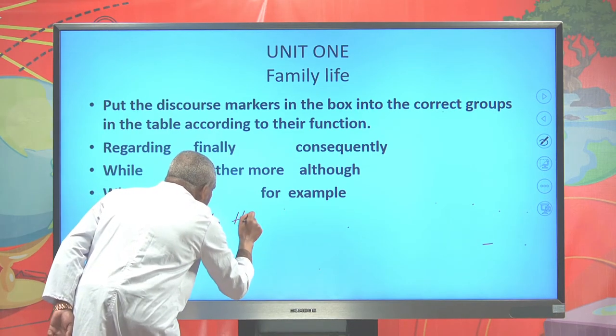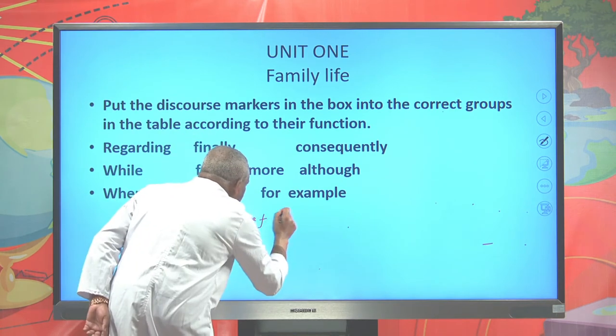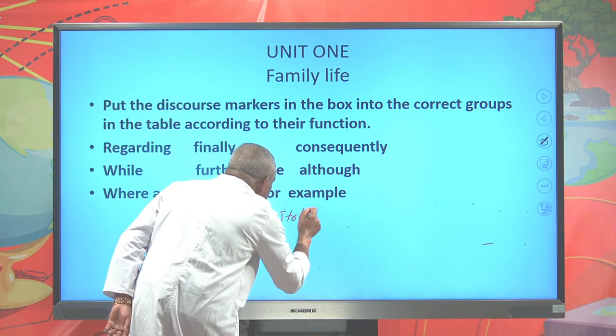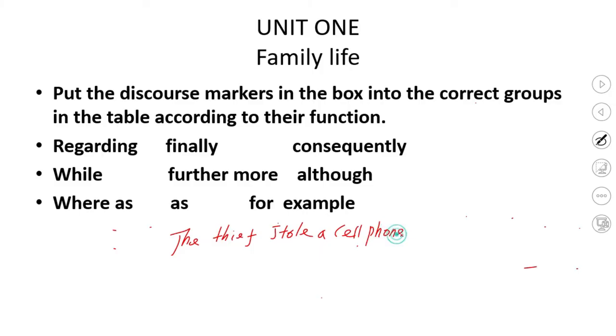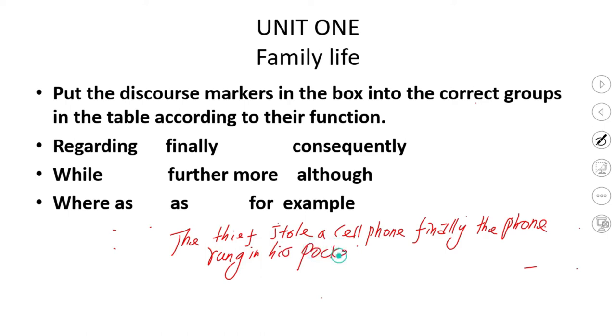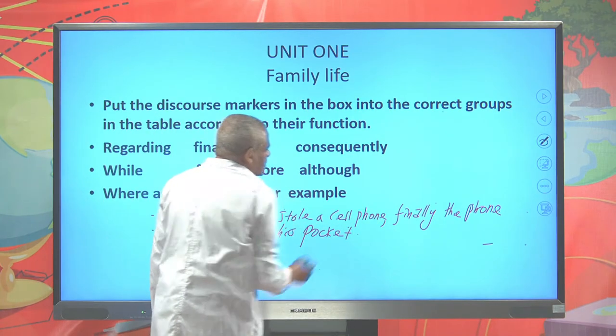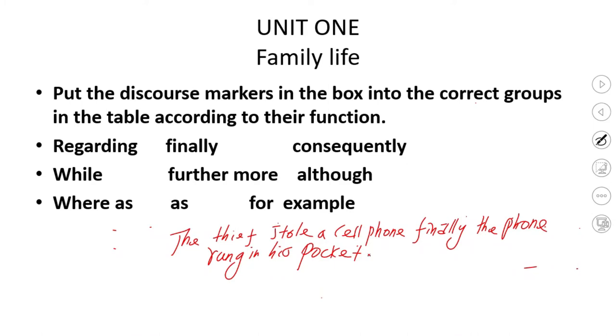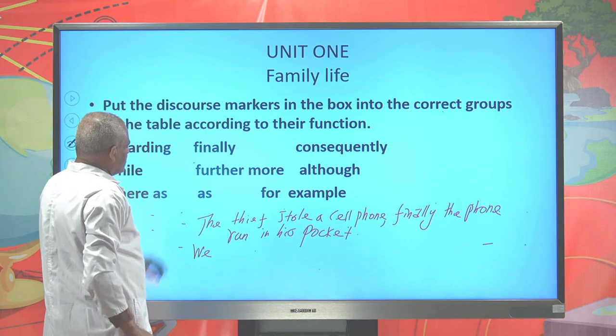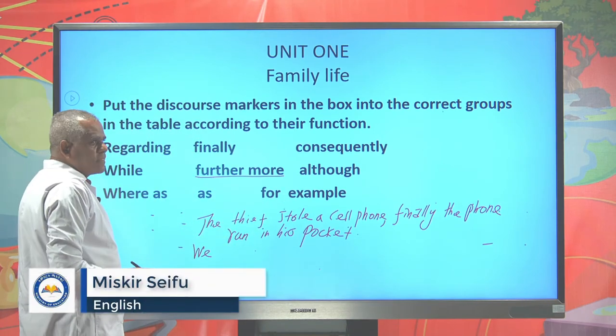The thief stole a cell phone. Finally, the phone rang in his pocket. This is sequence, just to show sequence. Right. The other one is a kind of discourse marker which helps us to give what? Additional information.